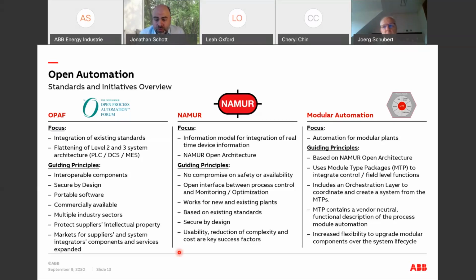Then there's the Namur Open Architecture. Namur is a European-based society, mainly in the chemical industry, driving a lot of standards in this area. And out of this came the open architecture definition. Its focus is actually on an information model, first of all, and it's for integration of real-time device information. And the main driver is actually to get better at monitoring and optimization applications.